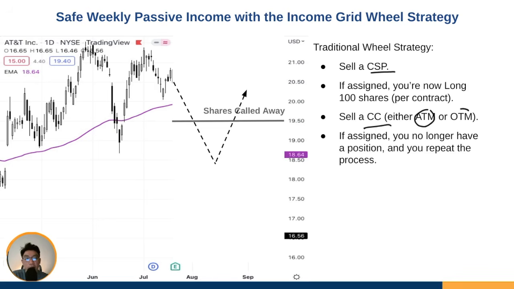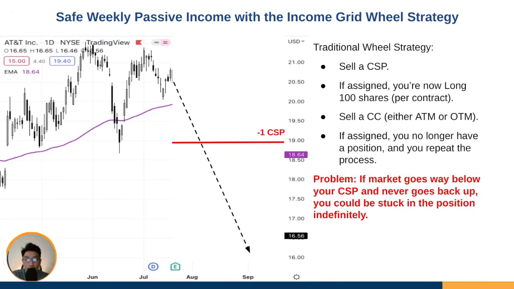But if you were to sell it out of the money, then you're going to get an additional income stream, and that is by having the capital gains. So basically you were long at $19 and then you sell it at $19.50. So you're going to have a capital gain of 50 cents, and you times that by 100 shares, that is an additional $50, let's say, for example, if you were going for just one contract. So that is basically the traditional wheel strategy.